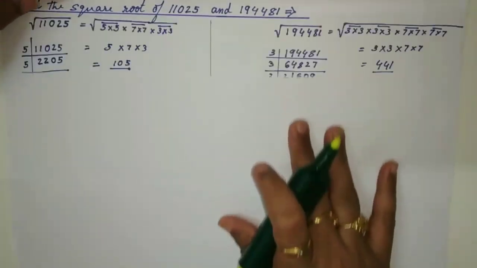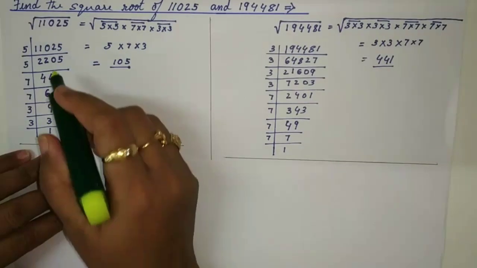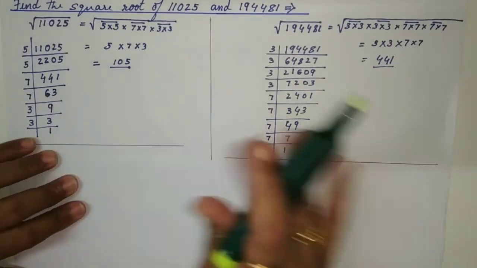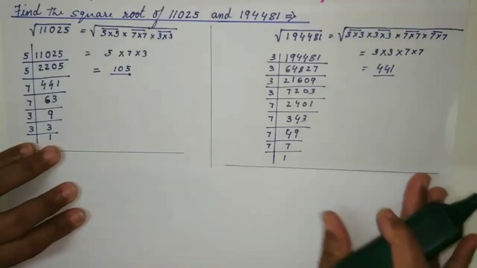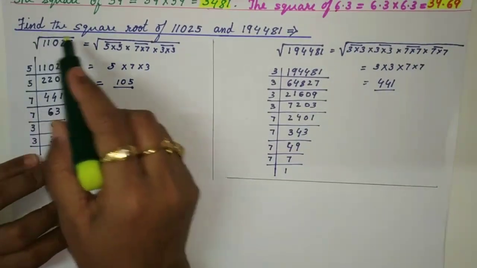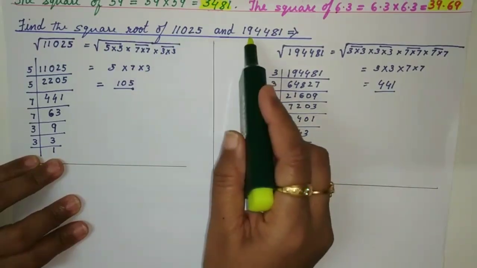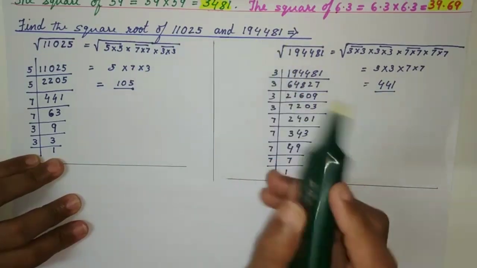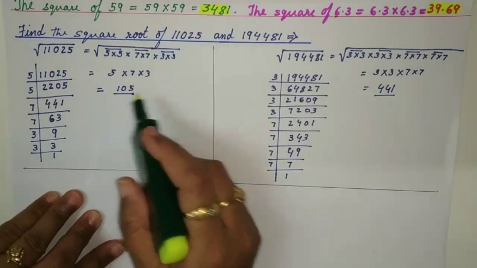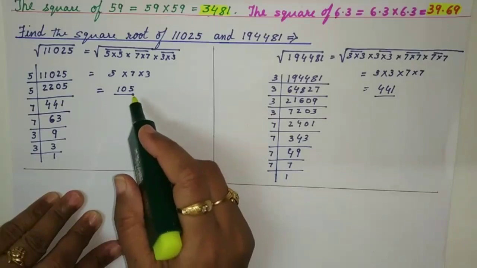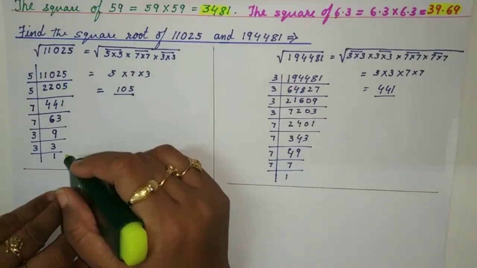So the next sum which I have taken down here is this. The question is, find the square root of 11025 and 194481. So the two numbers that I have taken, and here the method that is used to find the square root is the prime factorization method.